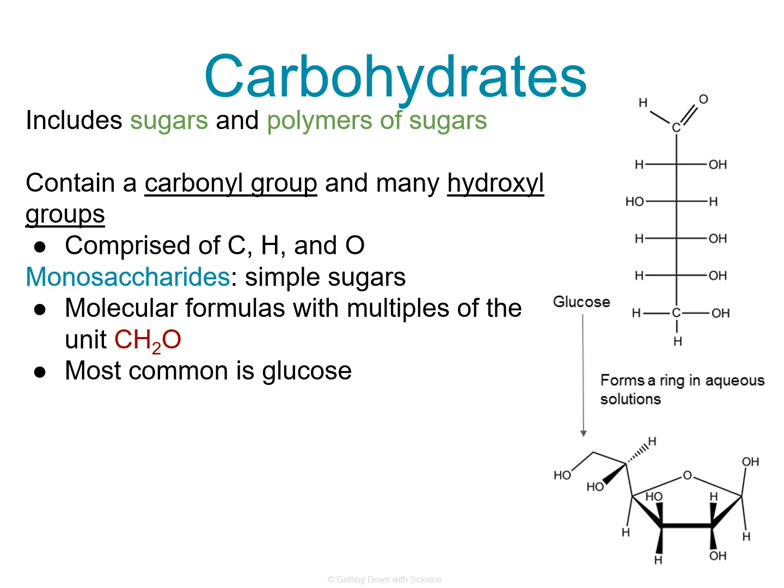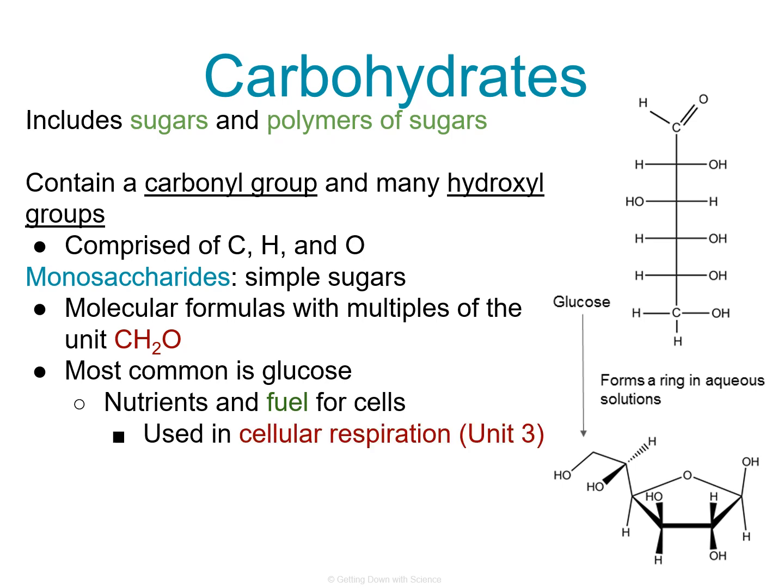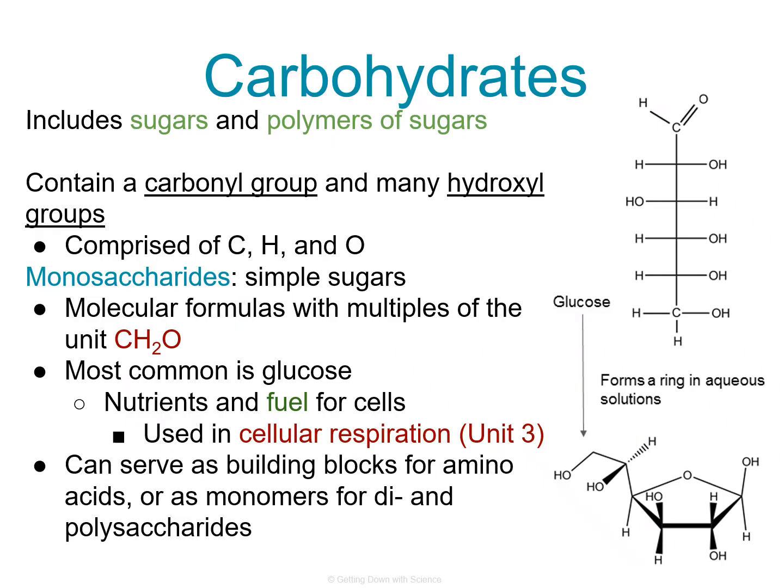The most common monosaccharide is glucose, right? We use that to make fuel for our cells. It is very important that we note that carbohydrates are fast fuel for our body. It is used in cellular respiration, which we will not talk about today, and we'll revisit this in Unit 3. And it can serve as building blocks for amino acids or as monomers for di and polysaccharides, so for larger sugars.